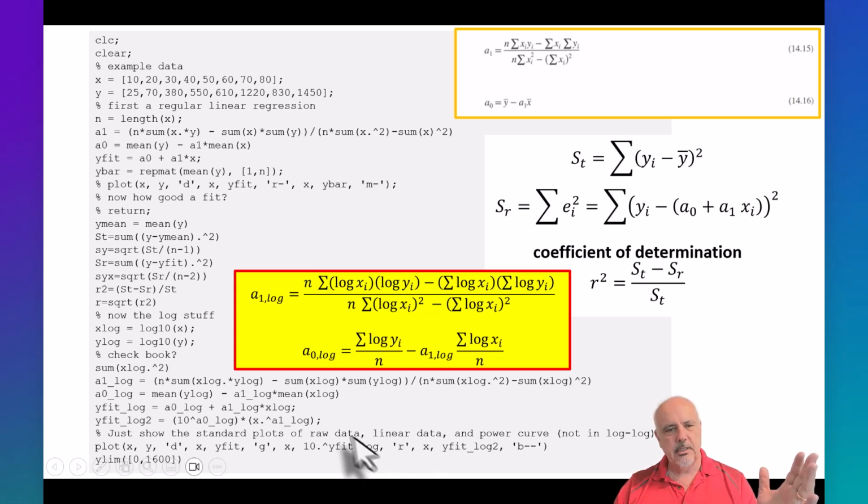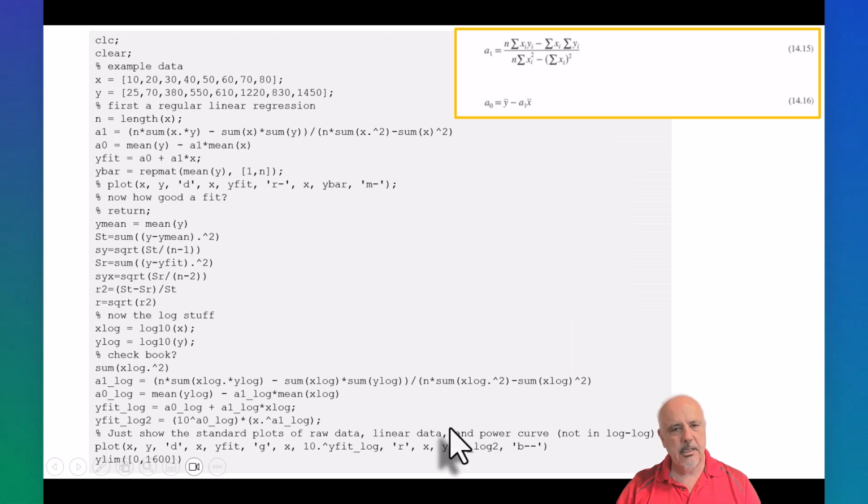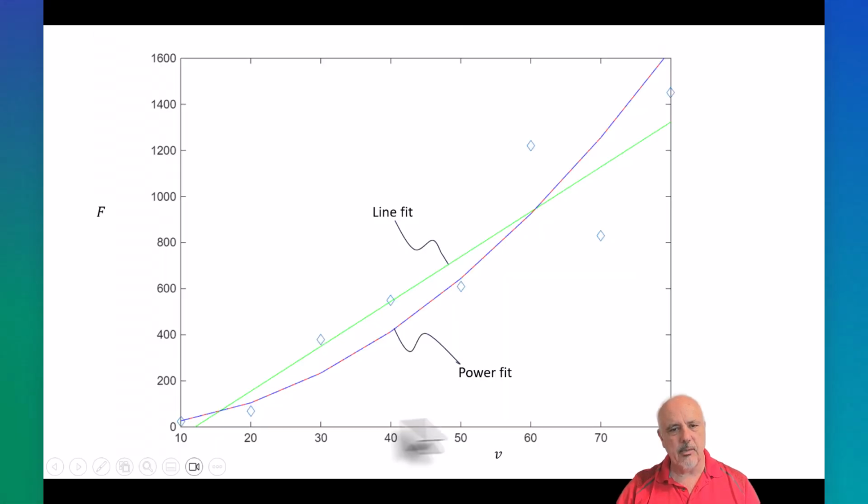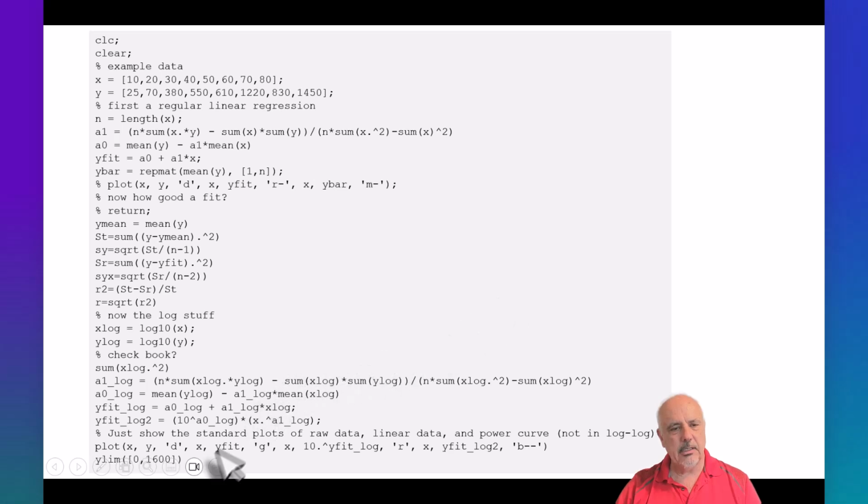And then I said, well, what if I use the alpha 2 times x to the beta 2 type of format, and that's going to be my y fit log 2. I did that in blue and I did it with dashed. I was very curious to see if this red curve would be the same as the blue curve. And it turns out that it was. So this was the graph that I just showed you how to plot. Okay, and then I did some limiting so it would make it look nice.